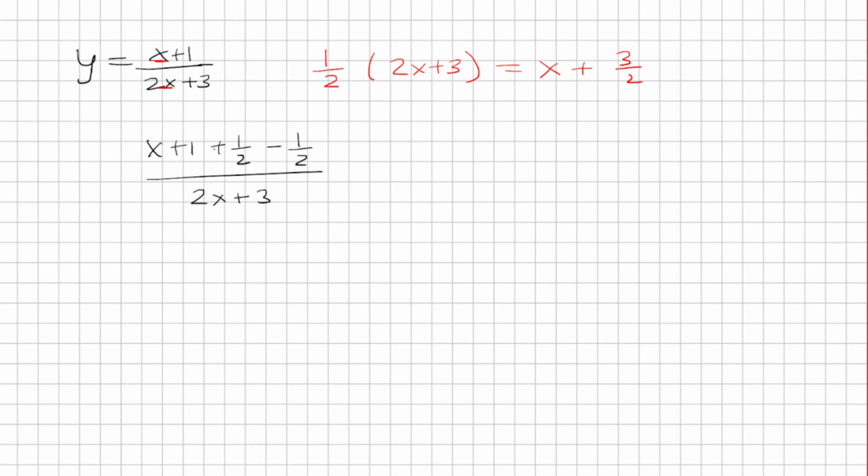I did not change the value of this thing. It's still the same. It's still equivalent to the original function. 1/2 minus 1/2 is 0. But I have x plus 1. So let's group it like this. Okay, I have x plus 1 plus 1/2, and then minus 1/2 over 2x plus 3. And then it's x plus 3 halves over 2x plus 3 minus 1/2 over 2x plus 3.